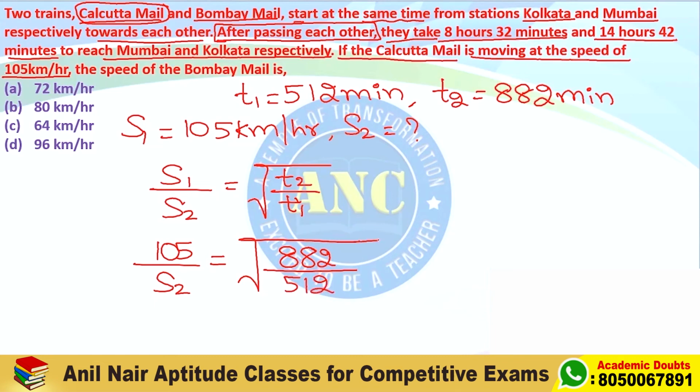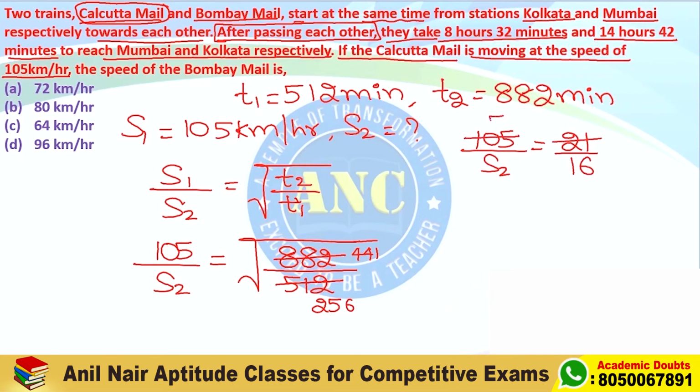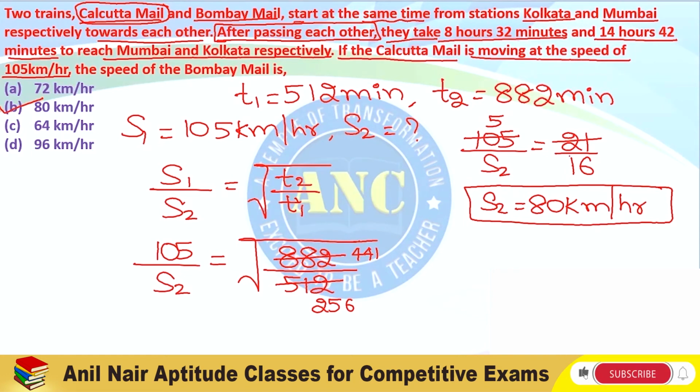You should simplify that. The only thing extra in this question is a little bit of simplification. The moment you simplify, it becomes very easy. 2 into 256 is 512. 2 into 441 is 882. And we know that 105 divided by S2 is equal to the square root of 441, which is 21, over the square root of 256, which is 16. 21 into 5 is 105. 16 into 5 is 80. The answer for this question is that the speed of the Bombay Mail train is 80 kilometers per hour, which is option B, by using the meeting point concept we have already discussed.